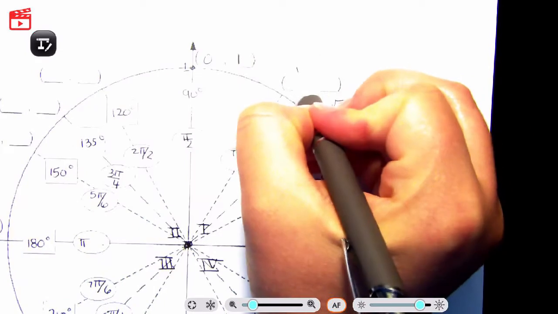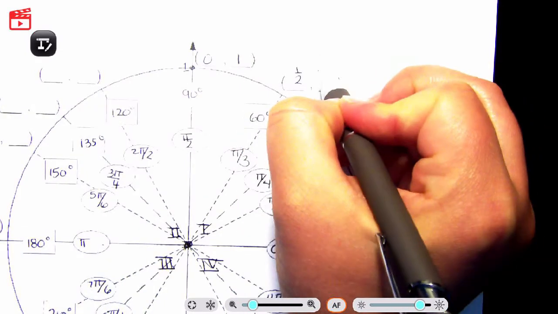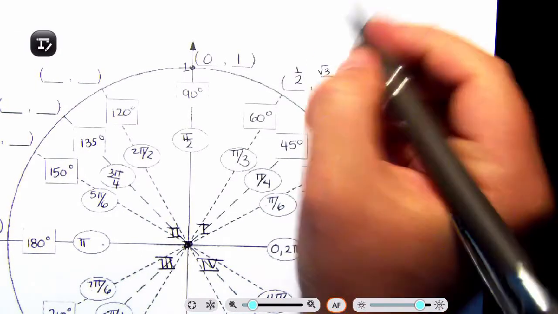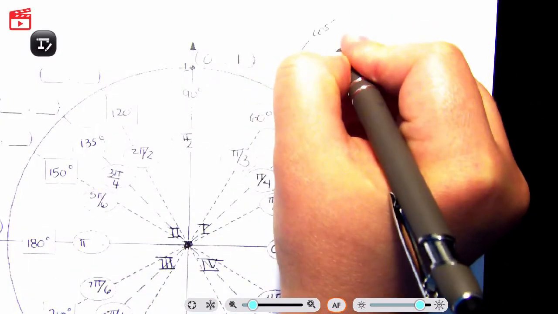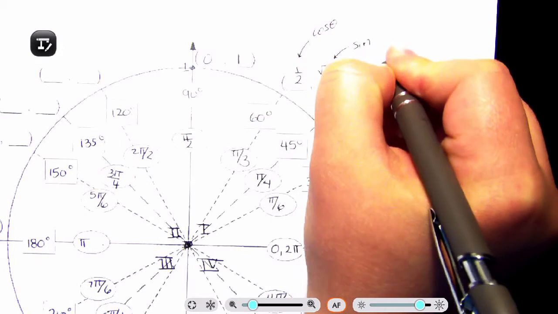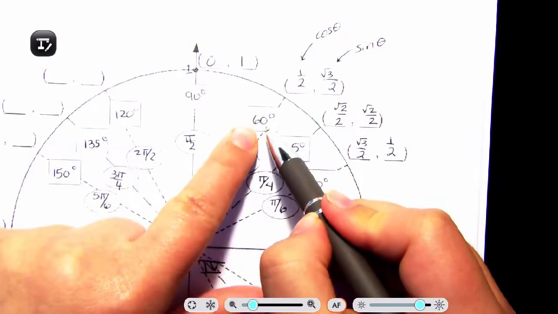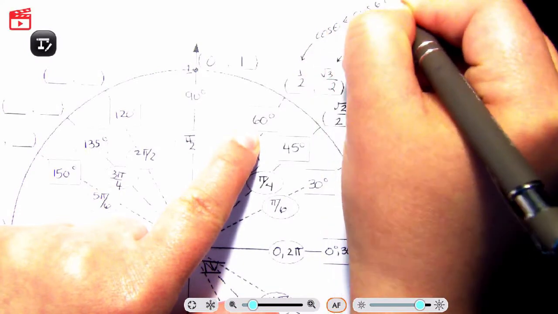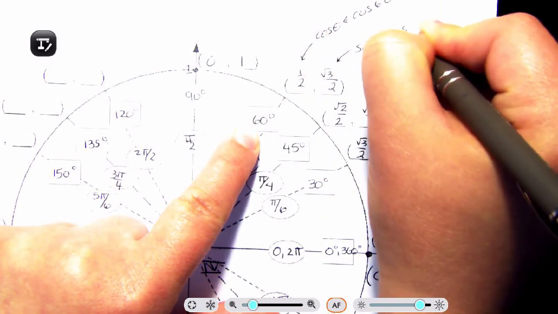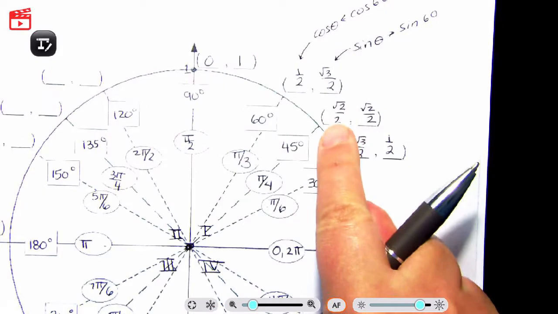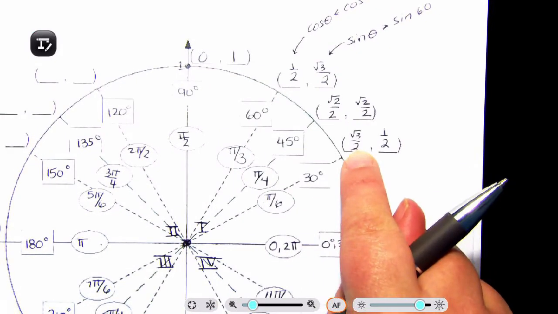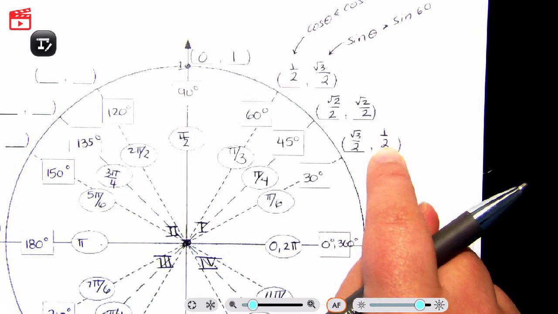So now I have 1/2, √3/2. If you know these values, again, this is your cosine of theta, this is your sine of theta. Now, what is theta? Well, theta is 60 degrees. So this is your cosine of 60 degrees. This is your sine of 60 degrees. This is your cosine of 45 degrees. This is your sine of 45 degrees. This is your cosine of 30 degrees. This is your sine of 30 degrees.